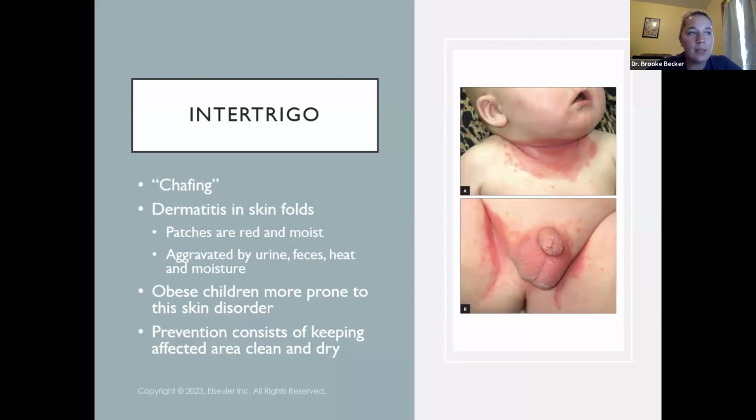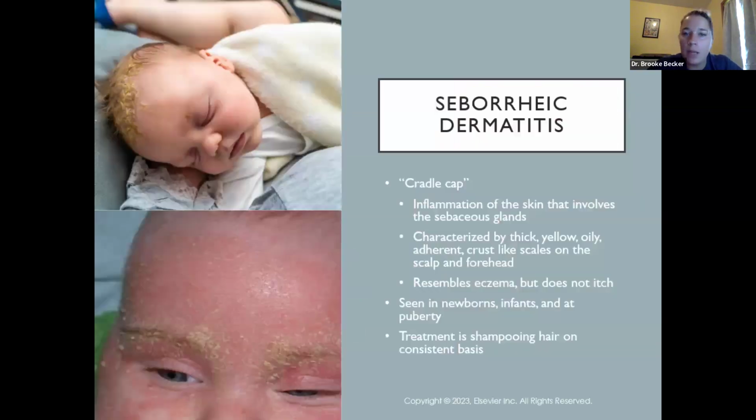And sometimes, like I said, this sets up the perfect storm for a secondary infection because it's red and irritated and open, essentially. Okay, because it's so excoriated. So sometimes they may get a yeast infection or a staph infection.